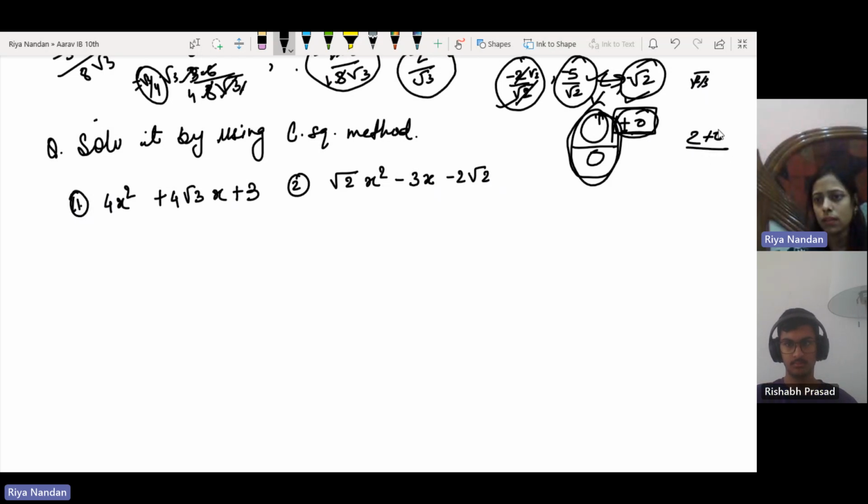Can you write this? 2 plus 0 by 2. No need to use this, right? Nothing, no meaning. So root 6 by 3. Root 6 upon 3. Root 6 upon 3 or root 6 upon root 3?